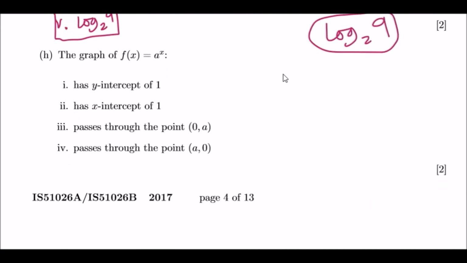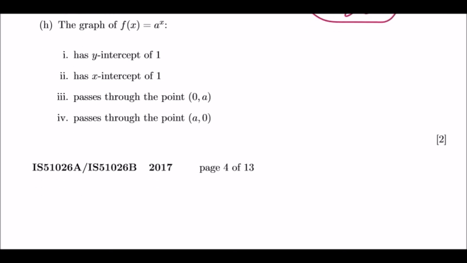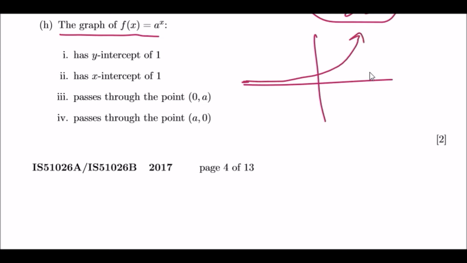Okay, let's move on. So let's look at part H. So we have the graph of f(x), which is a to the power x. So what is a to the power x? Well, this is just an exponential function. So an exponential function always starts from just above the x-axis and it just shoots up like this. This is called the a to the power x graph, and it always intercepts the y-axis at the value of 1. So we just have to memorize these terms, yeah?